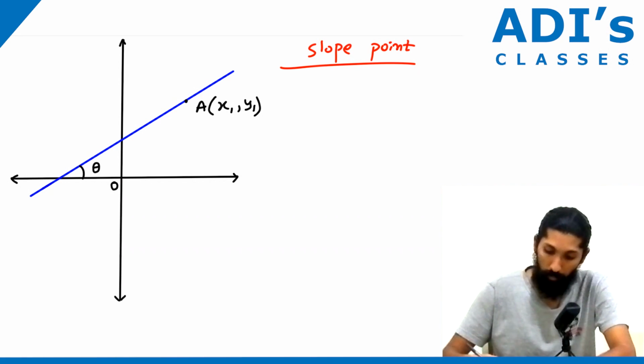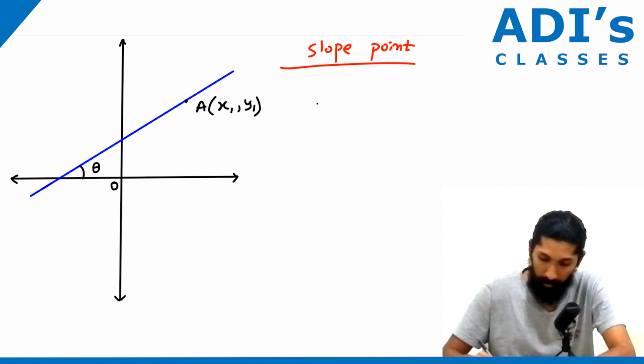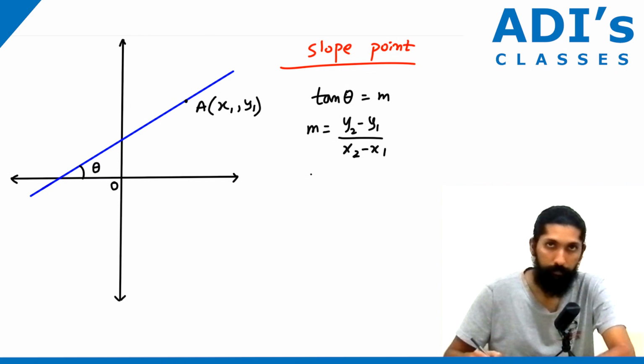Okay, now what's the formula for slope? y2 minus y1 by x2 minus x1, correct? We have tan theta, which is equal to m. So m is equal to y2 minus y1 divided by x2 minus x1. Remember, this is a general formula, isn't it?